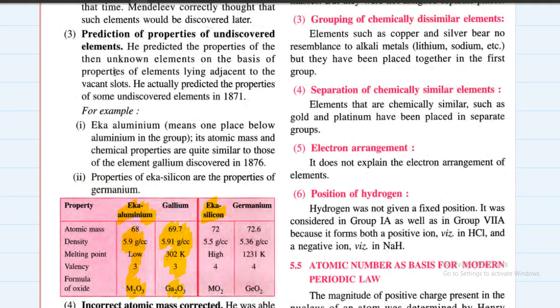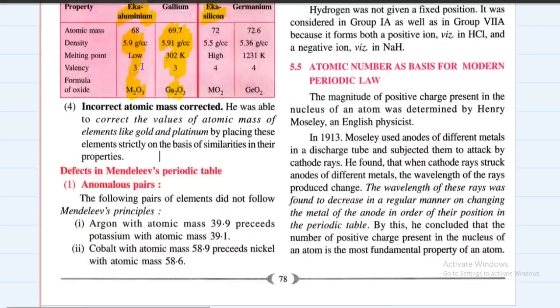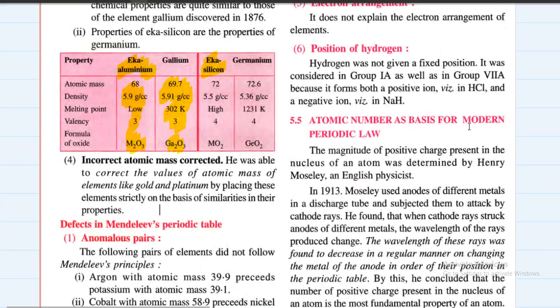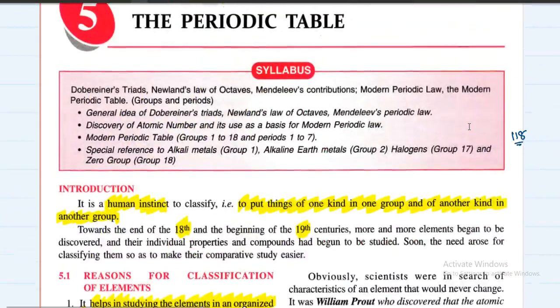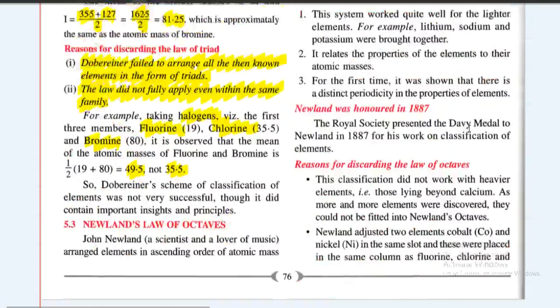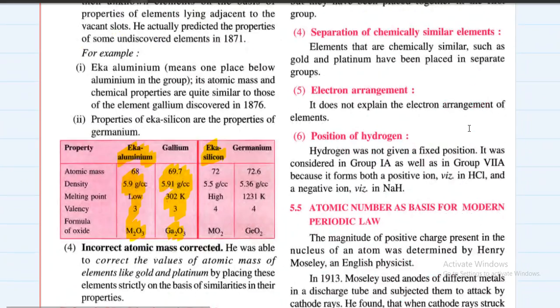Position of hydrogen. Hydrogen was not given a fixed position. It was considered in group 1A as well as in group 7A because it forms both a positive and negative ion. So these were the defects, you can say, in Mendeleev's periodic table. And this is basically the history of chemistry, the history of the periodic table which we have studied up to now.